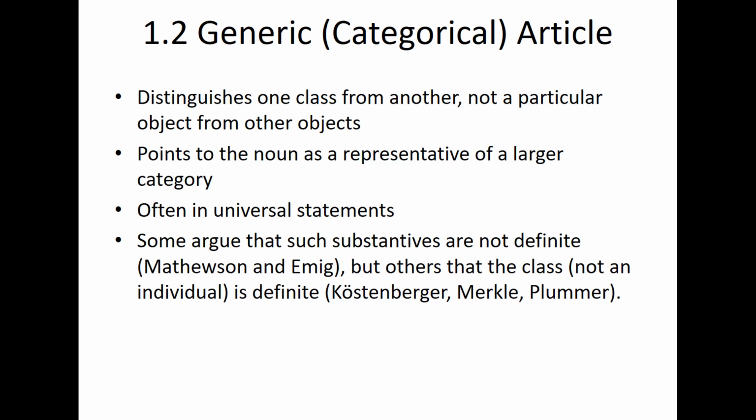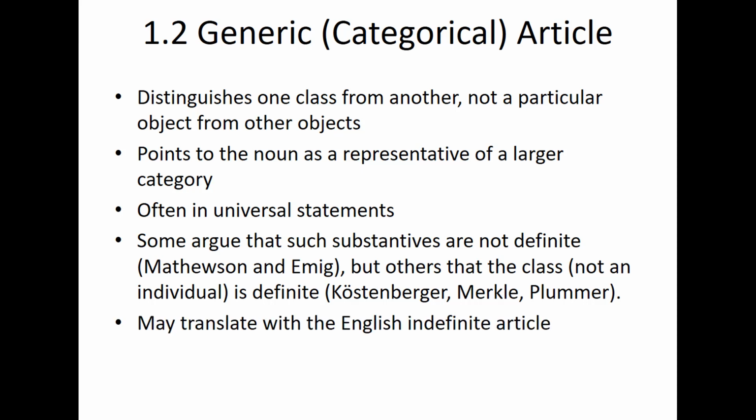Now, some argue that such substantives are not definite. So the recent syntax volume by Mathewson and Emig, they would see this as an example of where the article does not make something definite. But others on the same question will say it's not making an individual definite, but it's pointing to a class, and it's making the class definite, such as Köstenberger, Merkle, and Plummer in their recent volume, Going Deeper with New Testament Greek. When you translate a generic article, you may use the English indefinite article a or an.